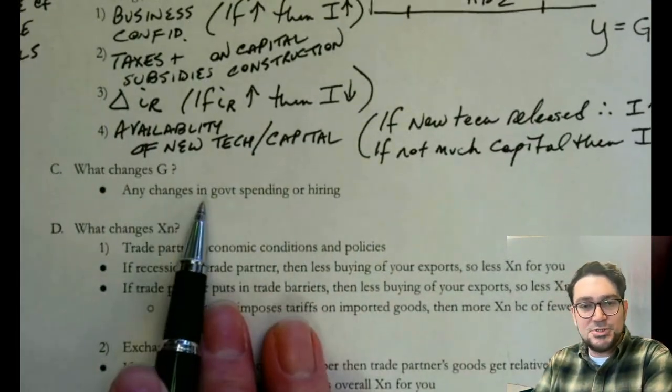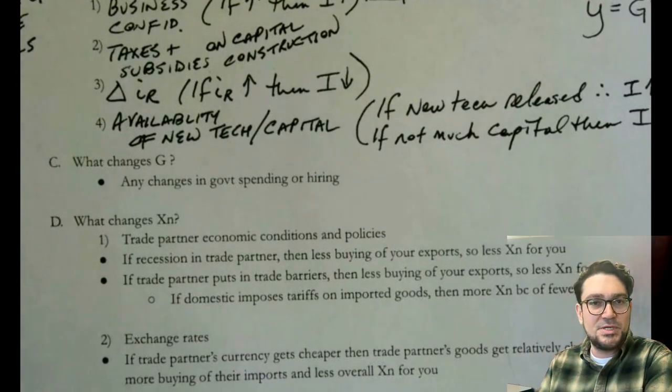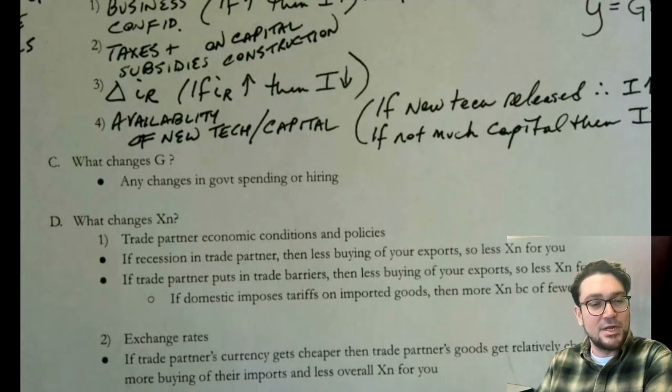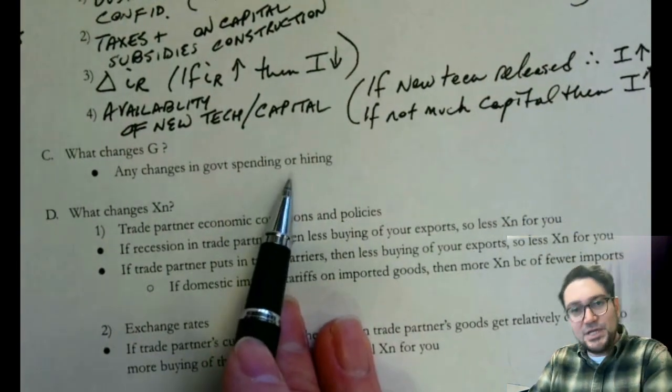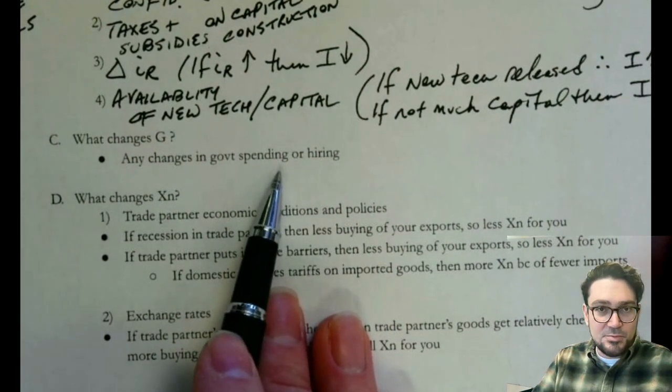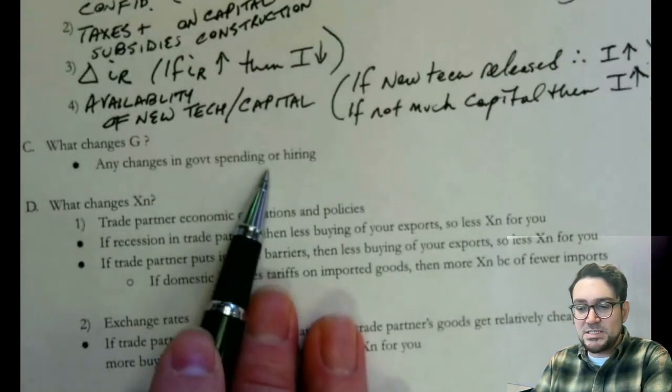G is very obvious usually when you see it. It's any changes in government spending or hiring. So it would be like the government spends more money on building a bridge or less. That would change aggregate demand. That one's pretty straightforward. And if they hire a whole bunch of people, that would increase aggregate demand. If they lay off government workers, that's going to decrease aggregate demand. So this one is usually pretty easy to spot.